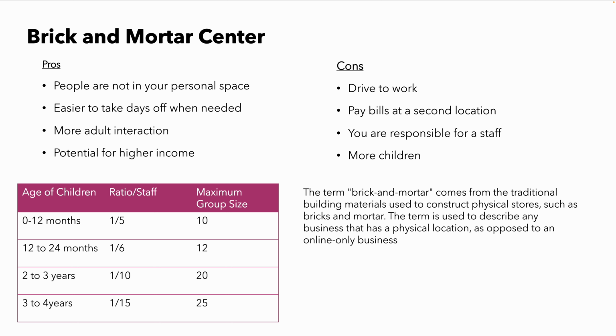But there are cons too. Now you're driving to work, you're paying utility and rent and all these bills at a second location. You are responsible for a staff's payroll. I want you to think about what a big weight that is. You are responsible for making sure that enough students come to your center, that you are able to pay all the utilities and the bills and pay your staff. So that means that if, let's say, you have 5 students leave that month, and so you're down that income, you still have to pay that staff. So you've got to figure out a way to make that work.